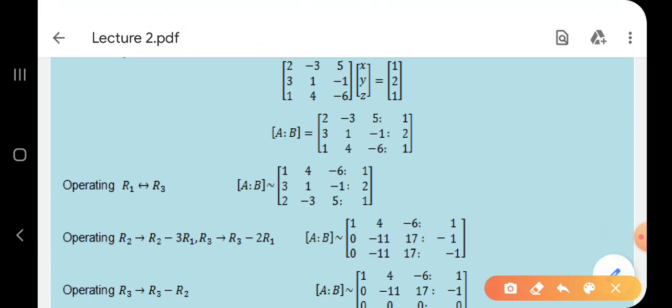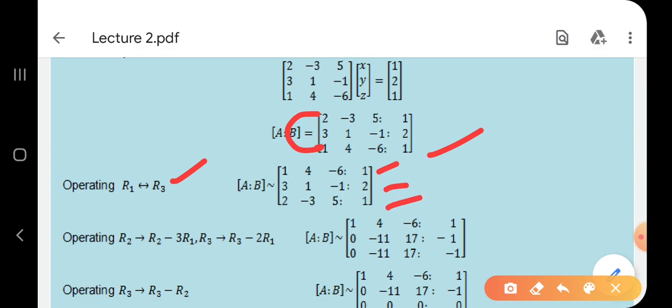Which is the augmented matrix AB here? Yes. 2, minus 3, 5, 1. 3, 1, minus 1, 2. 1, 4, minus 6, 1. Now interchange first and last row, R1 interchange R3. So I get here 1, 4, minus 6, 1. Second as it is, 3, 1, minus 1, 2. Last one 2, minus 3, 5, 1.